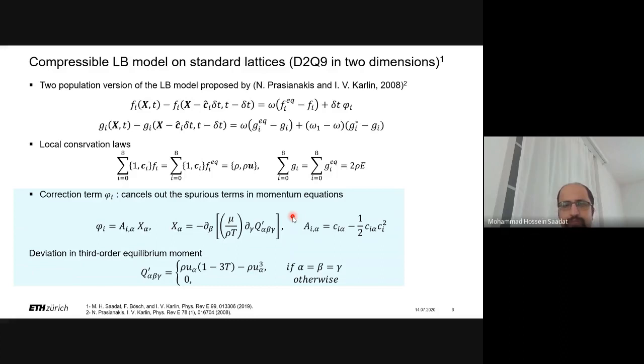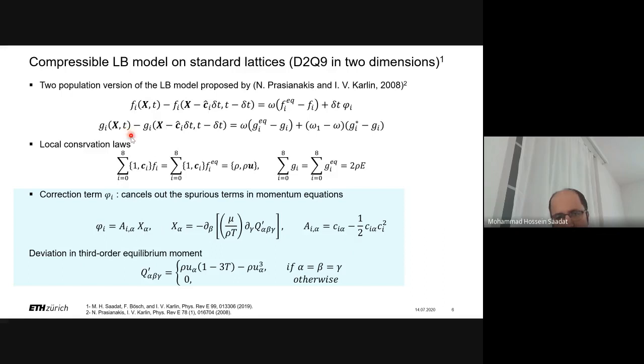The lattice Boltzmann model that we use in this study is the compressible lattice Boltzmann on the standard lattices, that is D2Q9 in two dimensions or D3Q27 in three dimensions. This model is actually a two-population version of a model that was produced in 2008. In this model, we have two populations. The first population, F, is for the density and momentum, and the second population, G, is for the total energy.